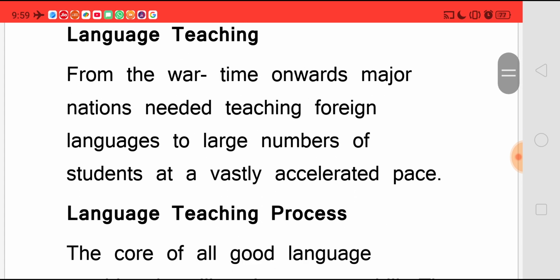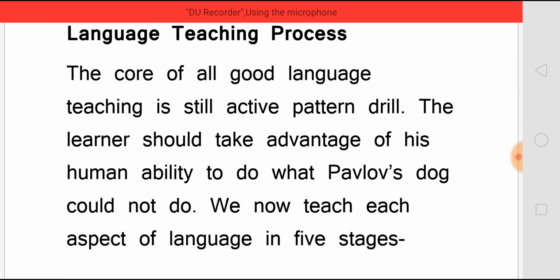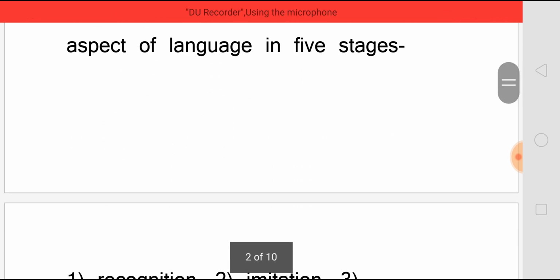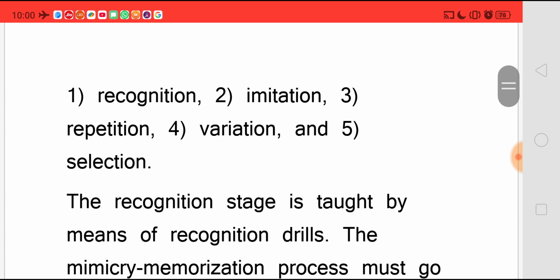From the wartime onwards, major nations needed to teach foreign languages to a large number of students at a vastly accelerated pace. The core of all good language teaching is still active pattern drill. That is, we drill the people to learn the language. They are made to repeat the same thing again and again, and then the practice comes up. And here the learner should take advantage of his human ability to do what Pavlov's dog could not do. We now teach each aspect of language in 5 stages, and they are recognition, imitation, repetition, variation, and selection.